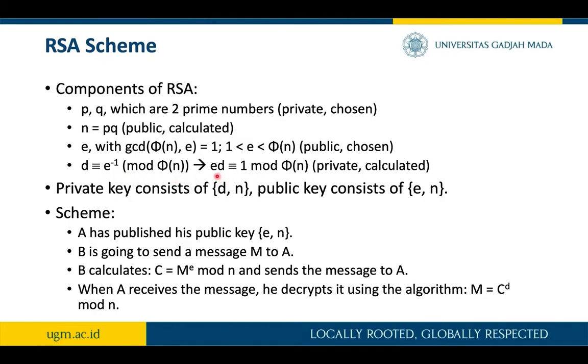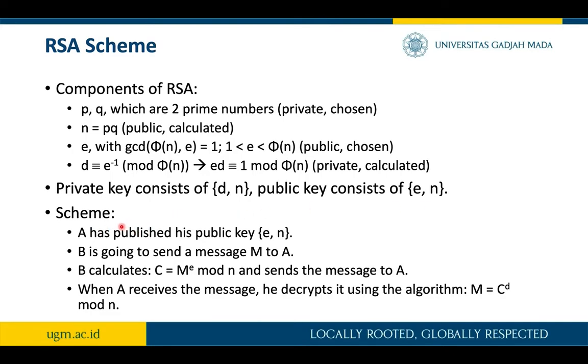It means that E times T must be equal to 1 modulo Cn. So the private key here consists of T and N. The public key consists of E and N. So private key is T, public key is E.